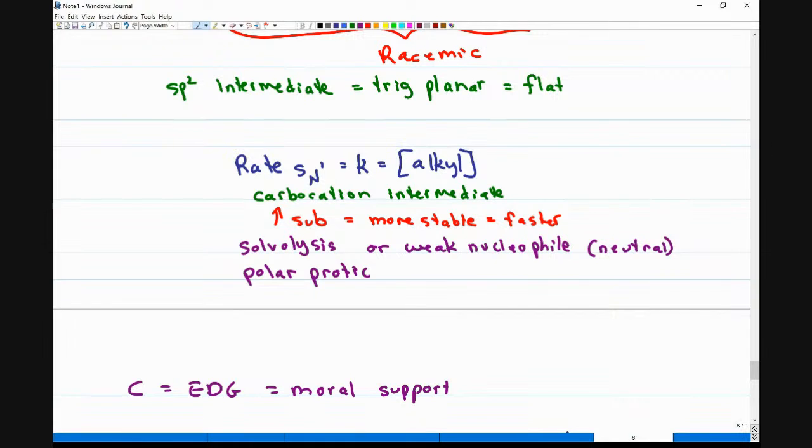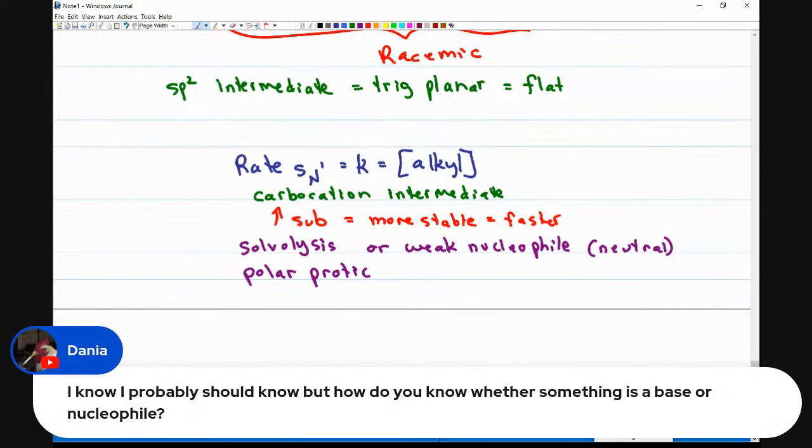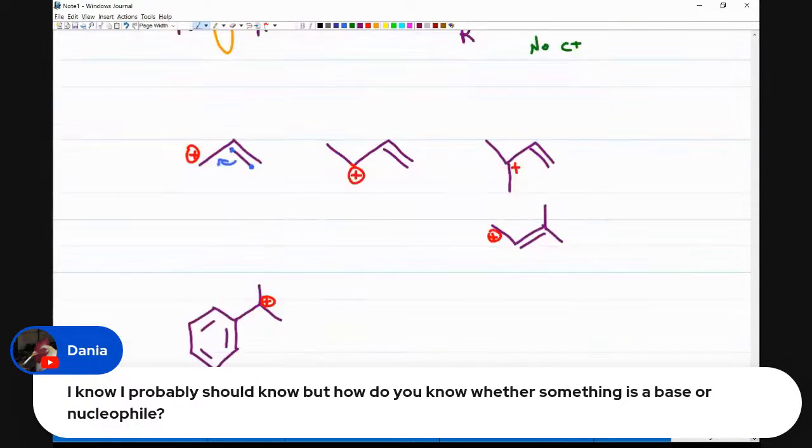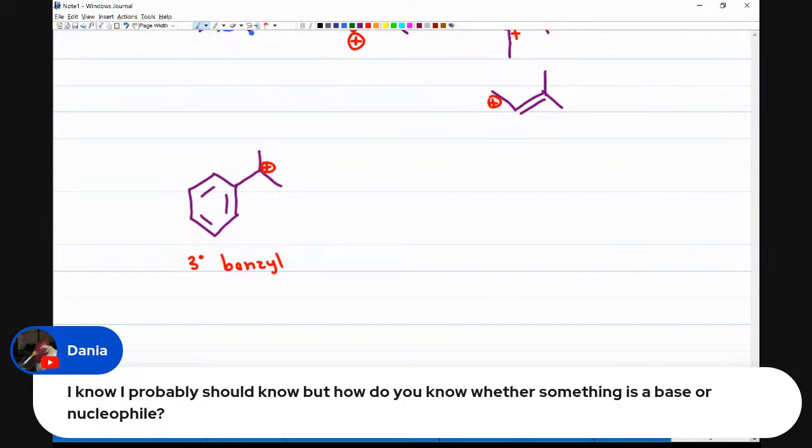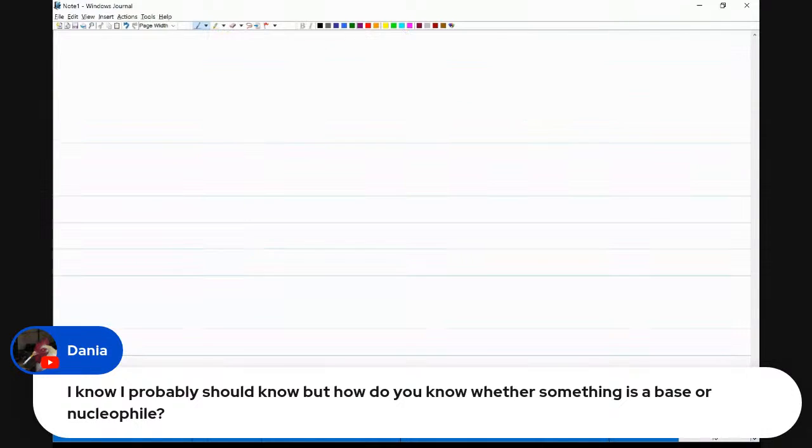And a weak nucleophile is typically going to be something that is neutral. Which brings up a very good question from Dania. When you say, I know, I probably should know, no, that is why you ask. You're here to learn. You're here to ask questions. So the question is, what is the difference between a nucleophile or a base? This is a very, very common question.